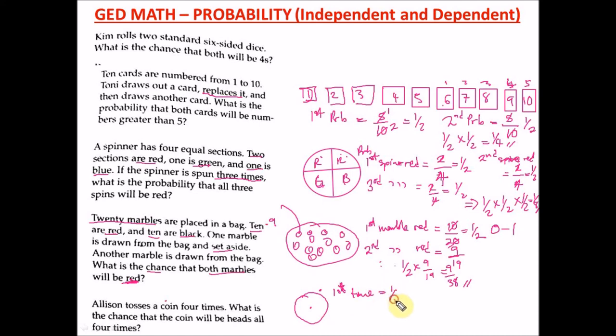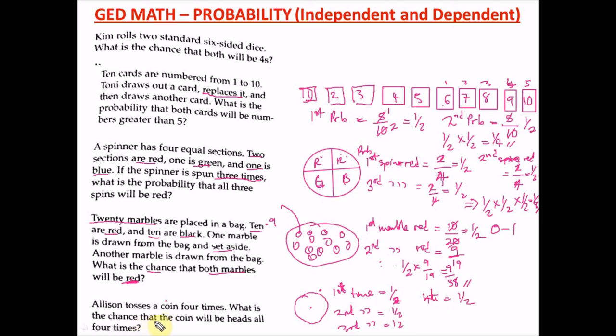Heads is 1 over 2, okay? That's our total possible outcome. The second time will also be 1 over 2. The third time will also be 1 over 2. The fourth time will also be 1 over 2.